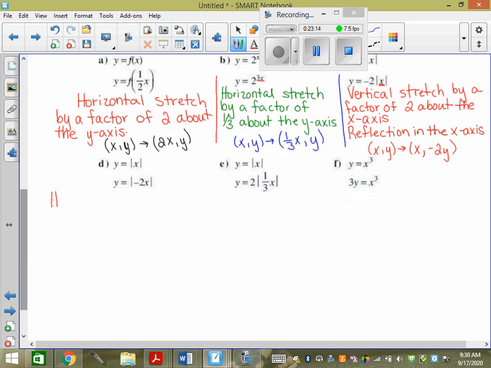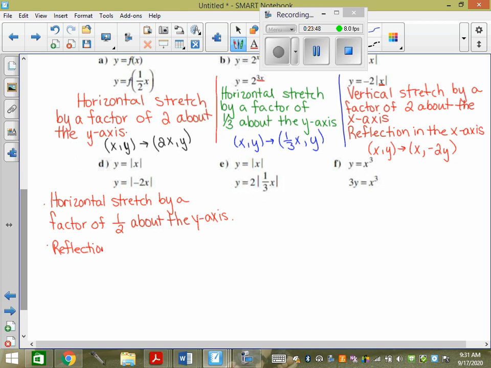This one I have a horizontal stretch by a factor of, does it stay at 2? Horizontal always flips. So by 1/2 about the y-axis. And a reflection in the y-axis. Now my number is 1/2, so I'm going to apply 1/2 to my mapping, right? So xy becomes -1/2 because of the reflection x, comma y. So word numbers become mapping numbers, right? Has it ever changed? Nope. Same rules the whole time. Didn't matter what I added. Words became mapping.